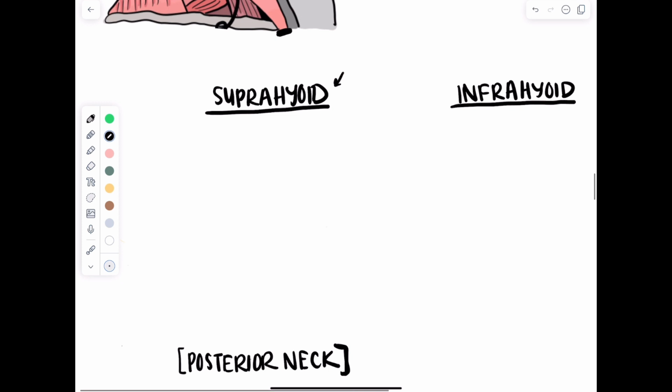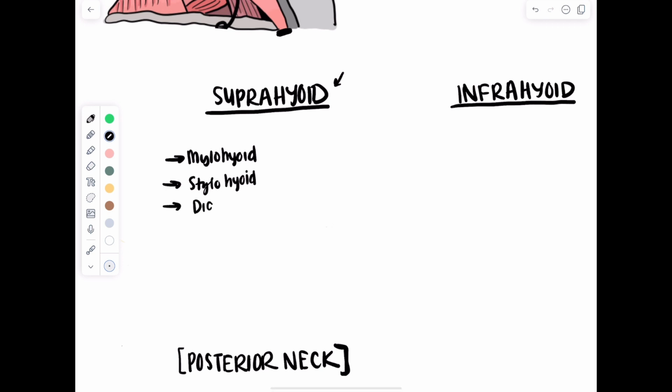There are 4 muscles that you need to know for suprahyoid. They are mylohyoid, stylohyoid, and they're named, again, for where they are attaching. So the mylohyoid and stylohyoid are going to be attached to the hyoid. Stylo going from the styloid process to the hyoid. We have our digastric muscle and our geniohyoid. As you see, they all have hyoid except for digastric.